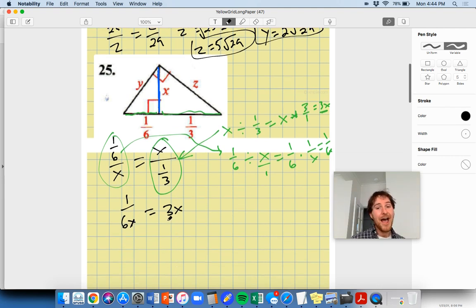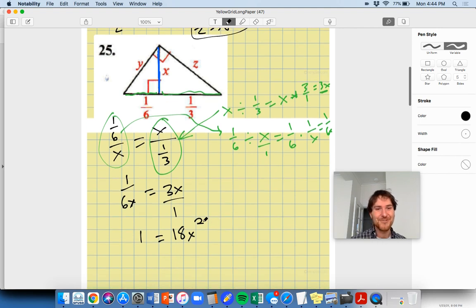Okay, what do you do now? Honestly, I change this back to a fraction and I cross multiply. That's what I would do. So I got this here. 1 times 1 is 1. And 3x times 6x, well, this is going to be hard. People are going to have trouble with this one. It's going to be 18x squared. Oh man, this is a tough problem for you guys. I might see some question marks here when we review this on Wednesday.